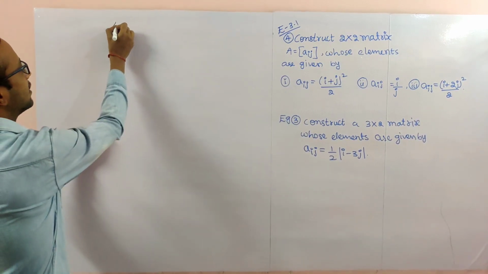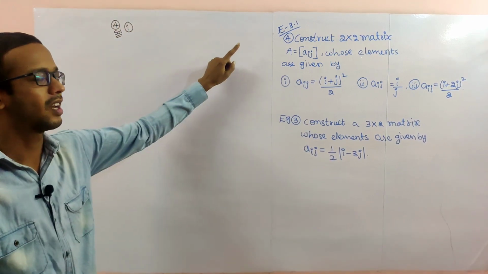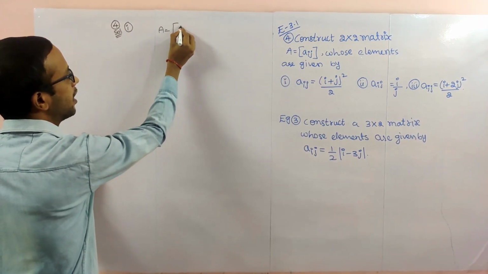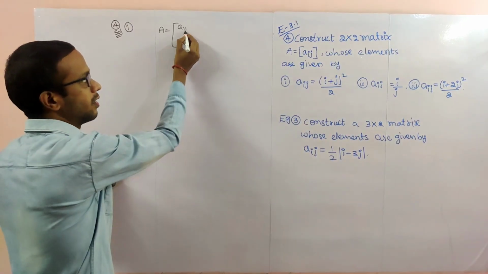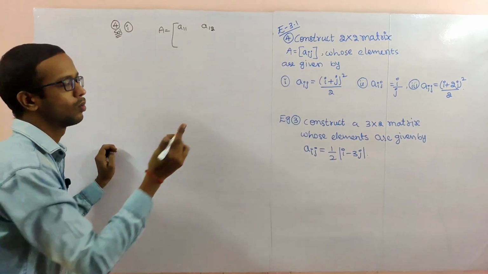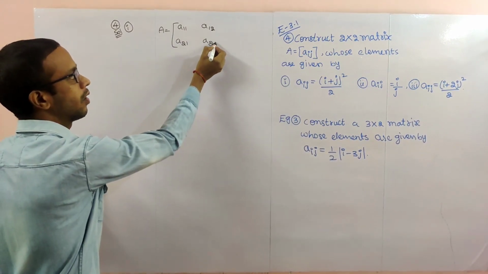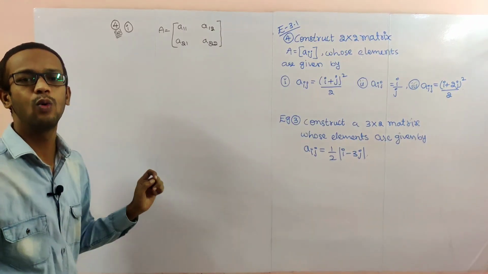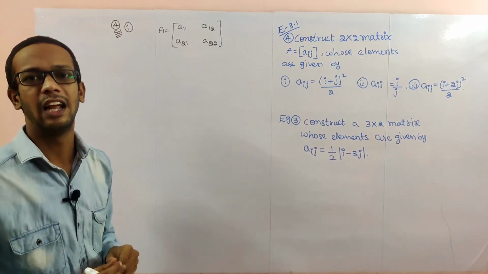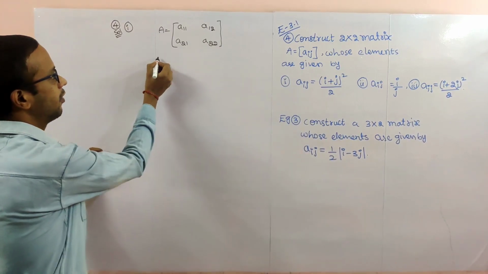So see here, in the fourth one, the solution in that first one. Construct a 2 by 2 matrix. So first I'll write here a general matrix: a11, first row first column; a12, first row second column. Only 2 columns, 2 rows, so that's why a21, second row first column; next, a22, second row second column. So this is the 2 by 2 matrix. General elements I am writing: a11, a12, a21, a22.